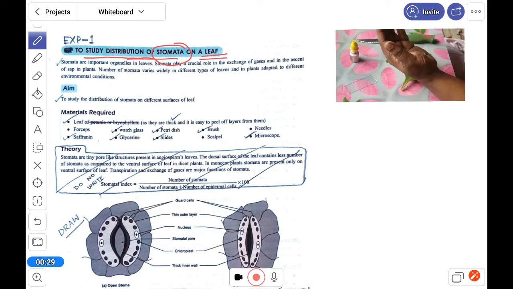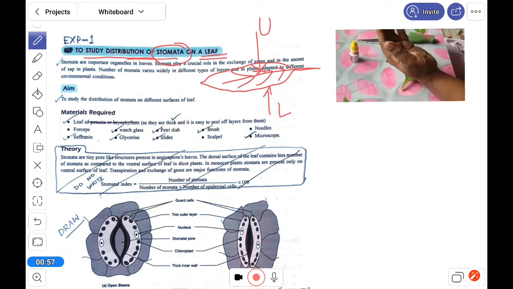Stomata, I think everybody knows. Distribution of the stomata indicates that they are not equally distributed. That is why there are two different types of distribution. Suppose I draw one leaf here. If this is the upper surface, then the other is the lower surface. In both surfaces, stomata are available.